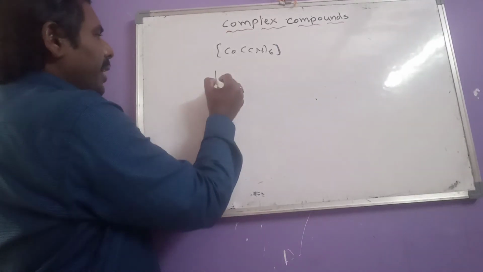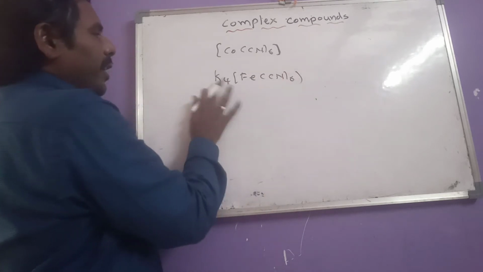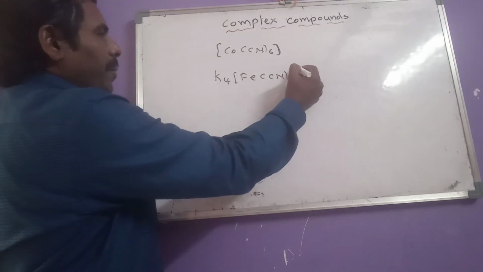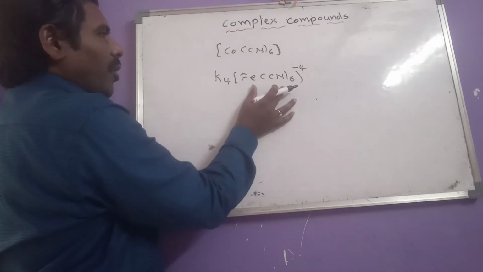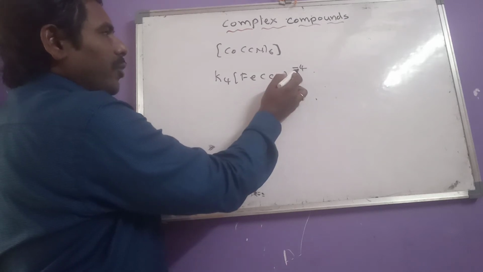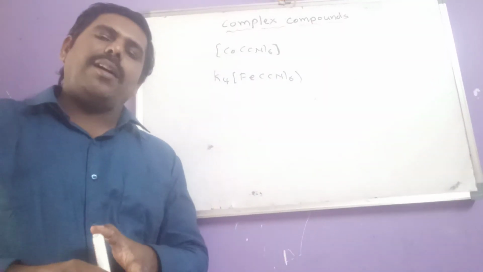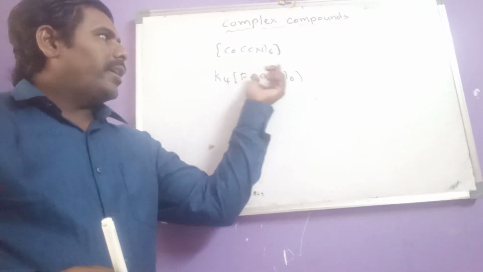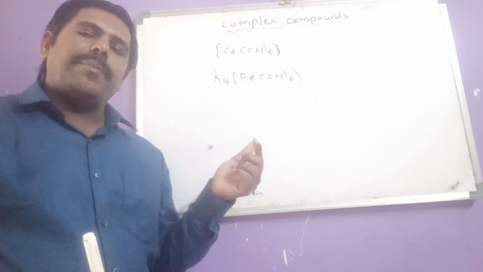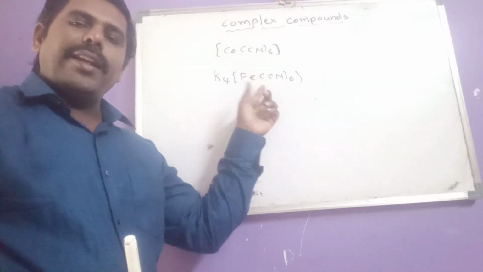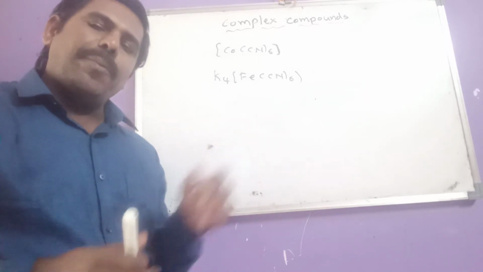The example is K4[Fe(CN)6]. If we remove these 4 K+ ions, we see the formation of a -4 charge here. That means this coordination sphere gets a negative charge, so this is said to be an anionic complex compound. And if the coordination sphere gets a positive charge, that is said to be cationic.